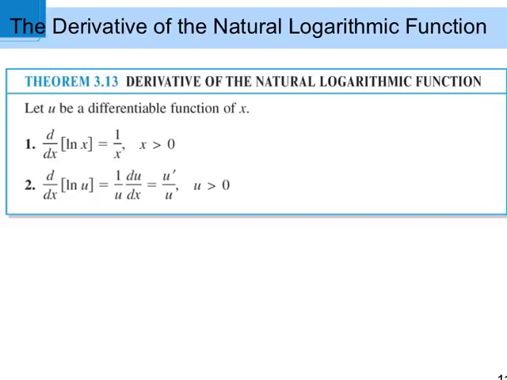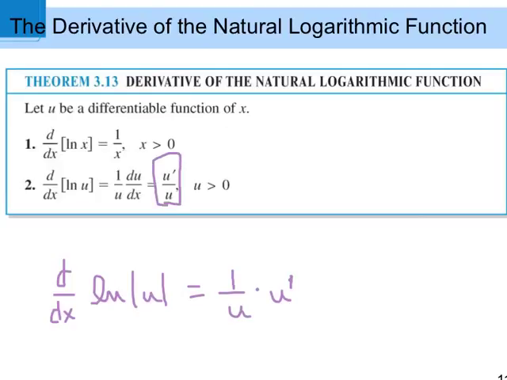So you already know this formula, but it's definitely worth repeating again. The derivative of the natural log of x equals 1 over x. So the chain rule version of that, I'll write in a different way down here. The derivative of the natural log of u, and I'm going to put the absolute value with it, is 1 over u times u prime. But a more efficient way to write it is u prime over u. That's definitely the way you want to see it.